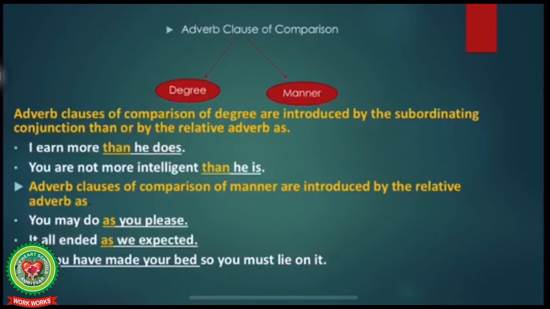Let us look at one more example. As you have made your bed, so you must lie on it. Again, as you have made your bed is a subordinating clause, and as is a subordinating conjunction of comparison, that is manner. So as you have made your bed is an adverb clause of comparison.